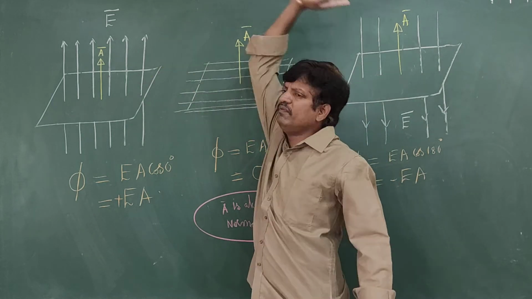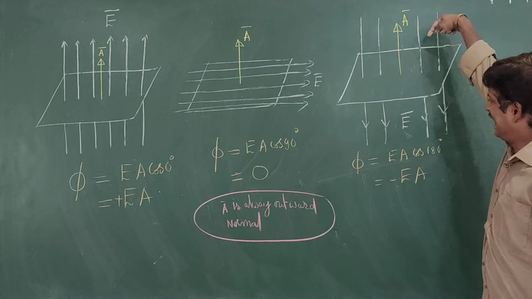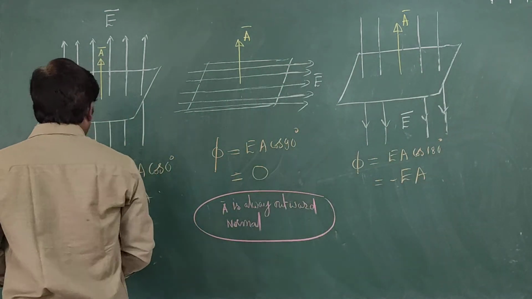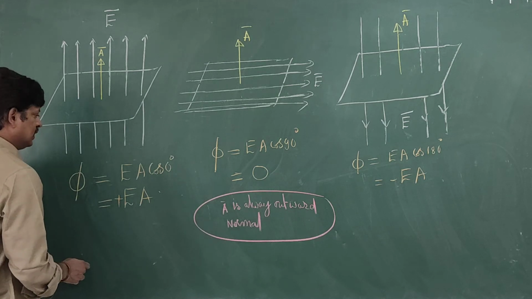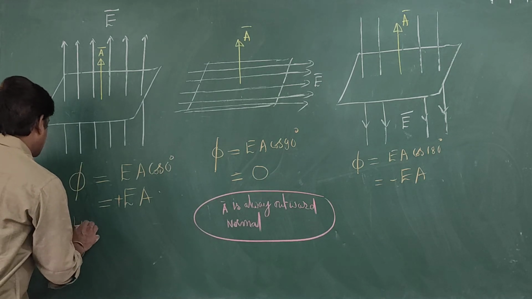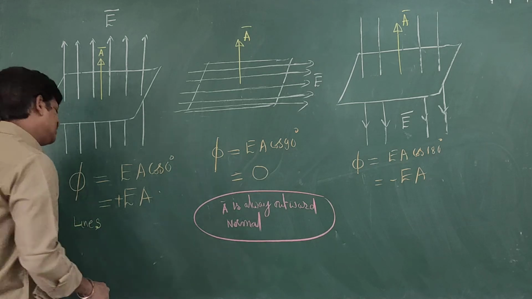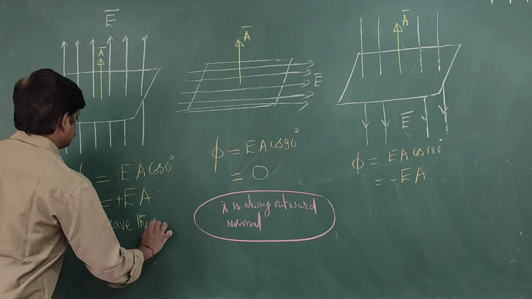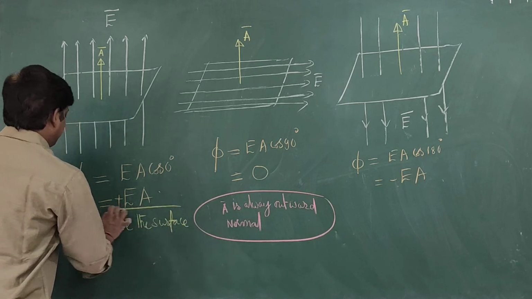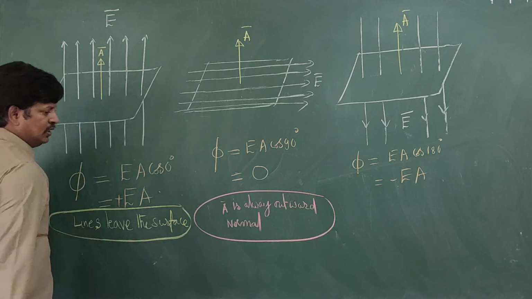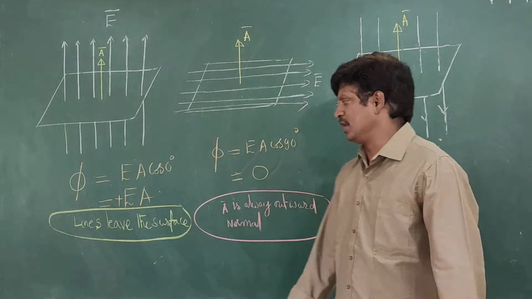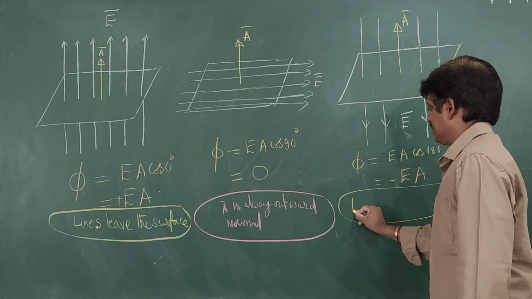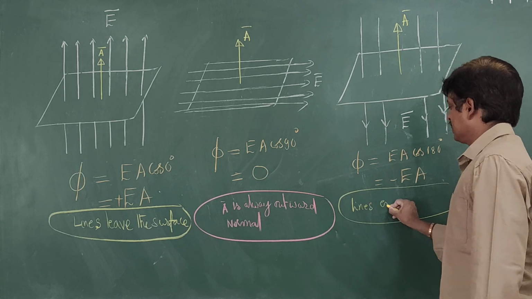Here lines are leaving the surface, whereas here lines are entering the surface. So when the flux is positive, which represents that lines, what type of lines? Electric field lines leave the surface. Lines leave the surface. That means electric flux is positive. But whereas here lines enter the surface. Electric field lines enter the surface.